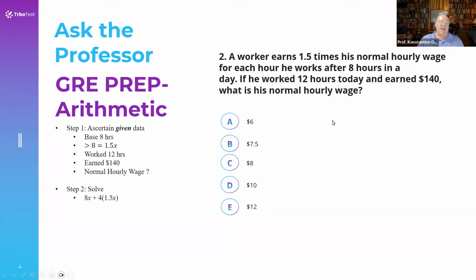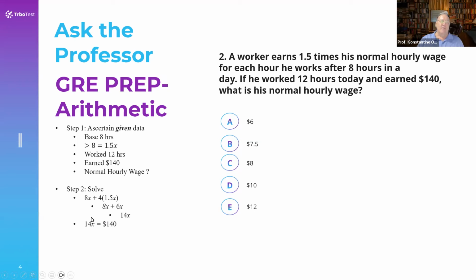Well, in order to solve that, we simply look at 8 hours at normal pay. X represents normal pay. Then we have the 4 hours that are paid at 1.5 times the normal pay. If we do the math, we keep the 8x, and we do 4 times 1.5 gives us 6. So now we can add 8x and 6x for 14x. 14x now is what they paid $140 for.